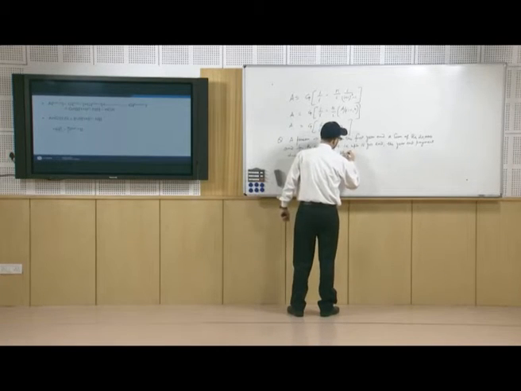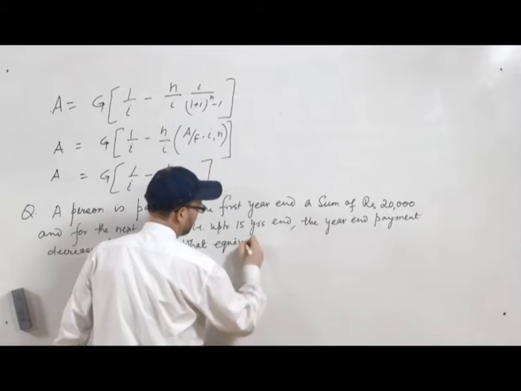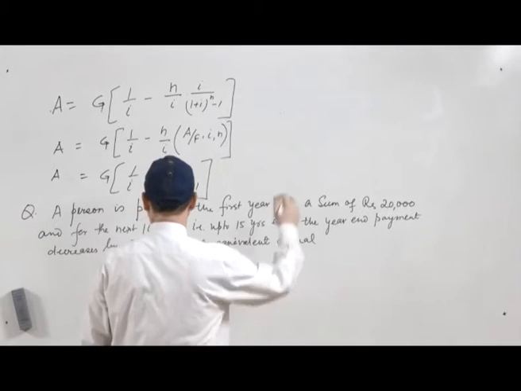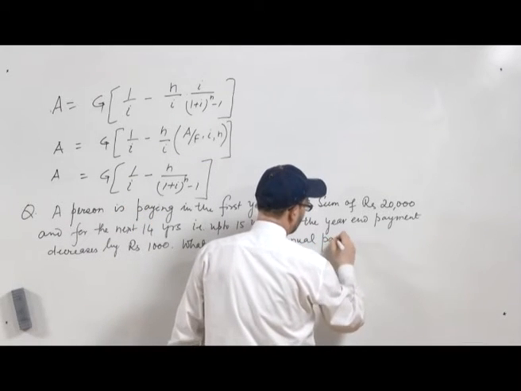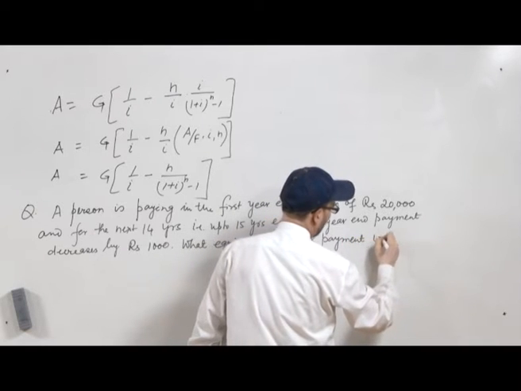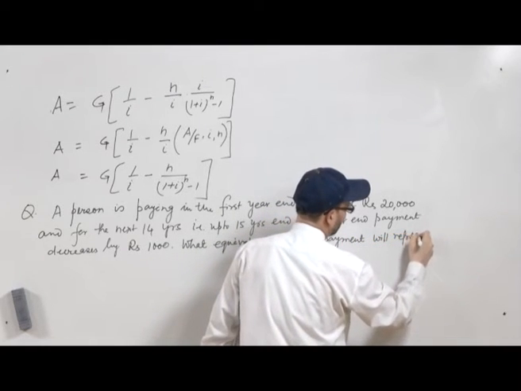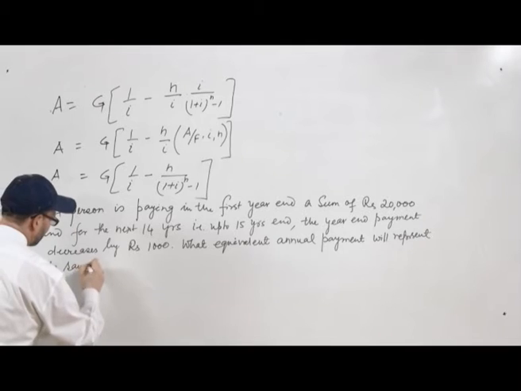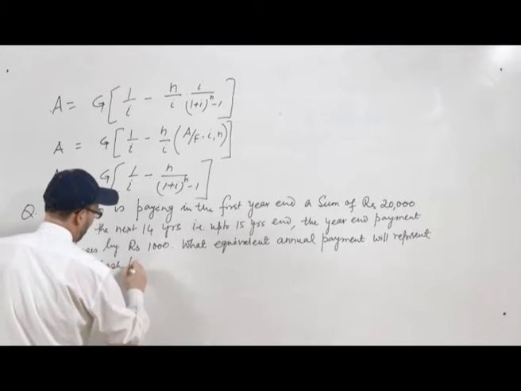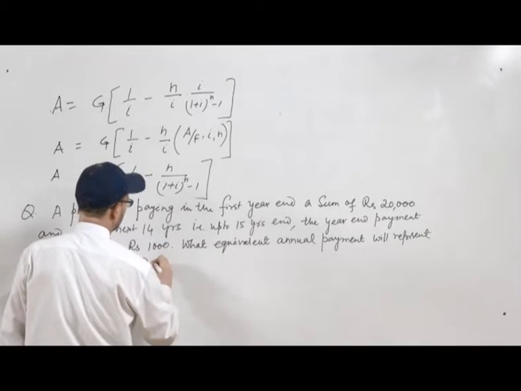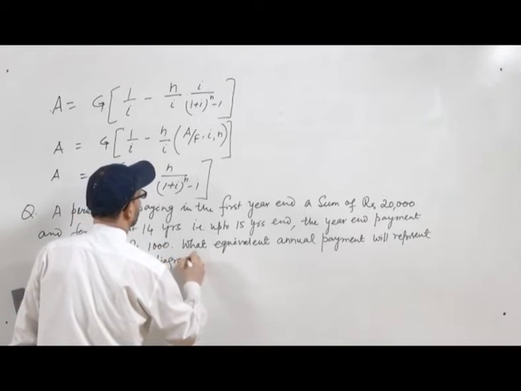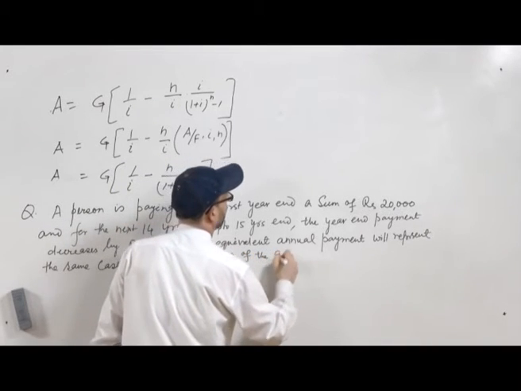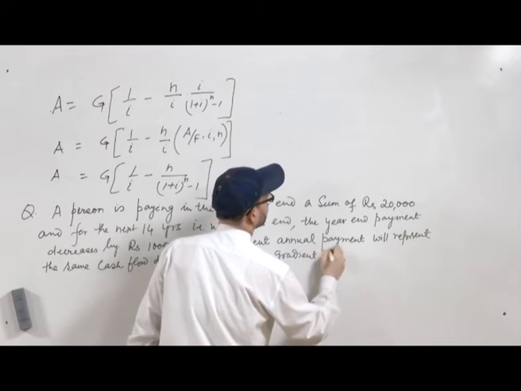What equivalent annual payment will represent the same cash flow diagram as that of the gradient series diagram.